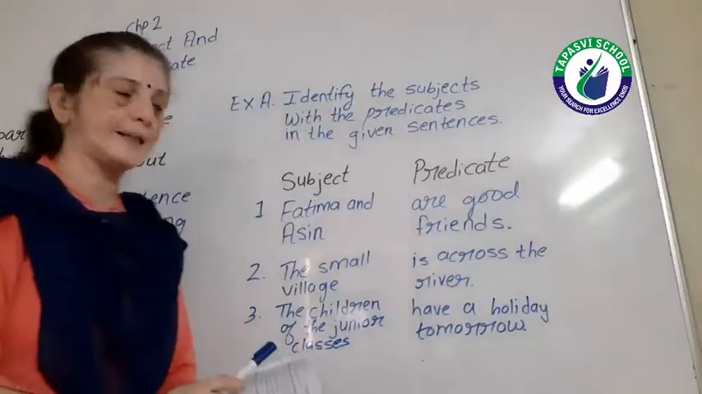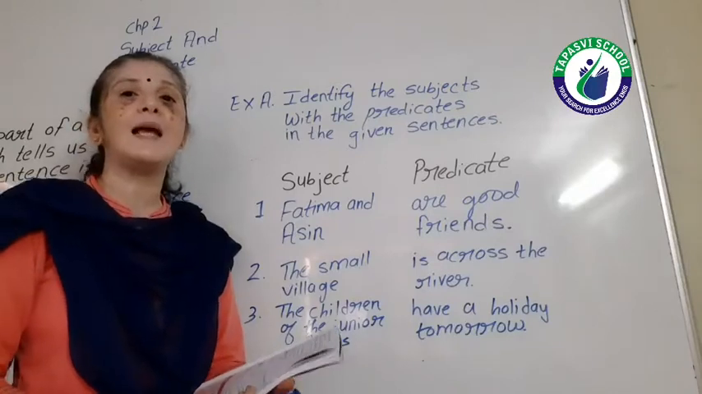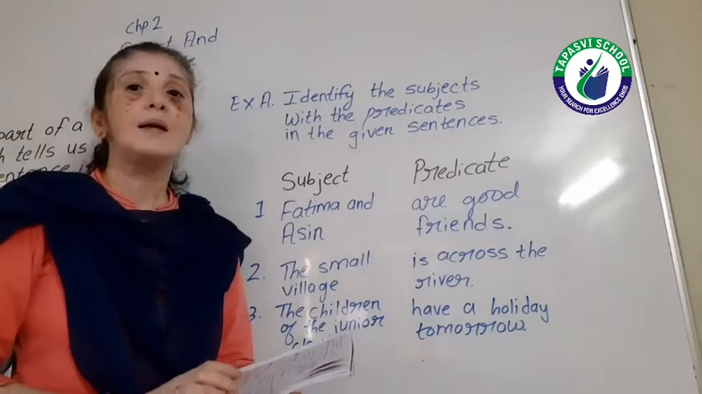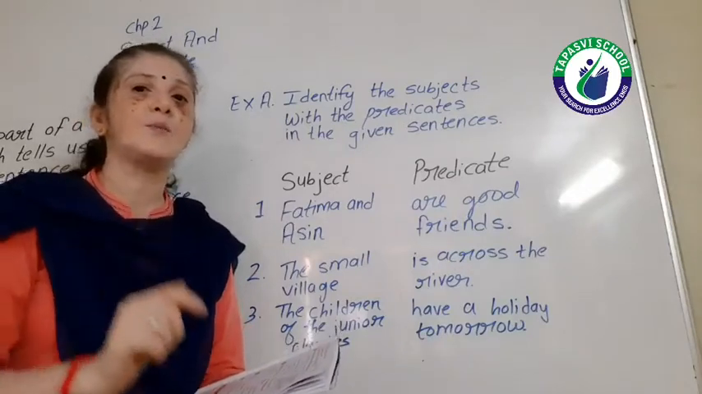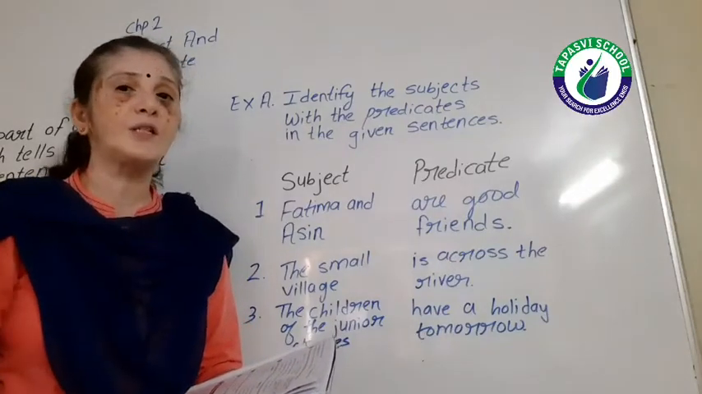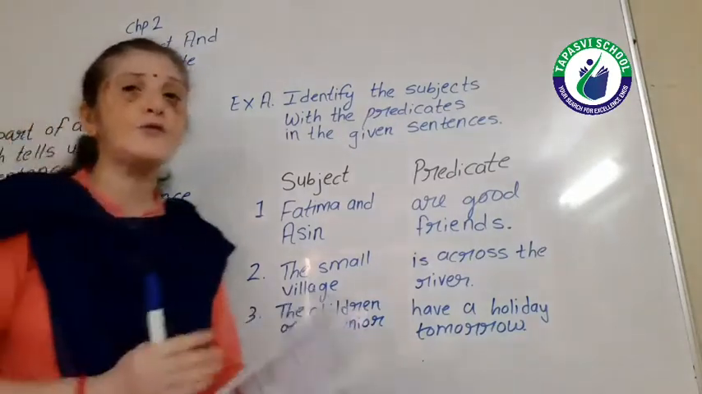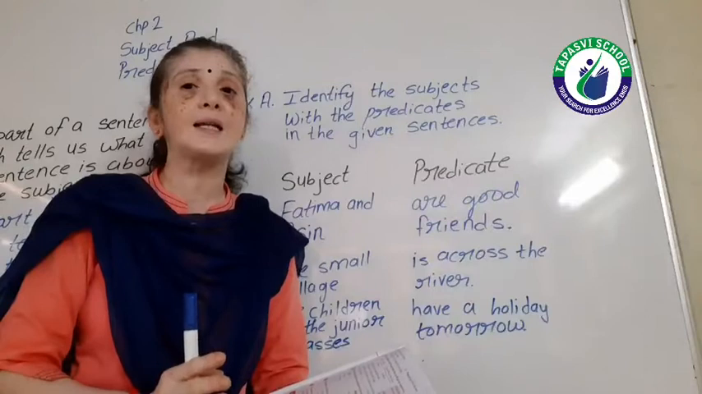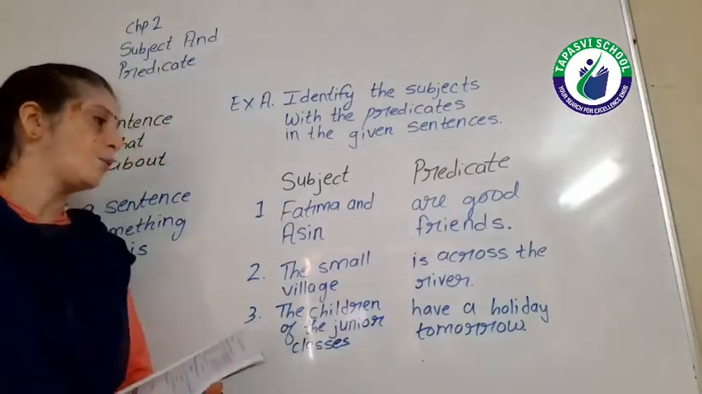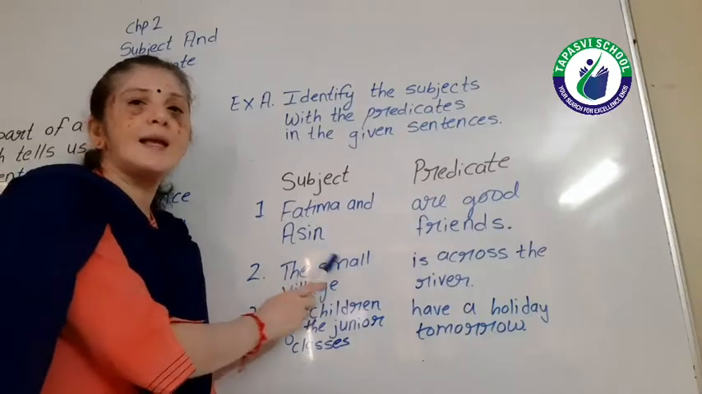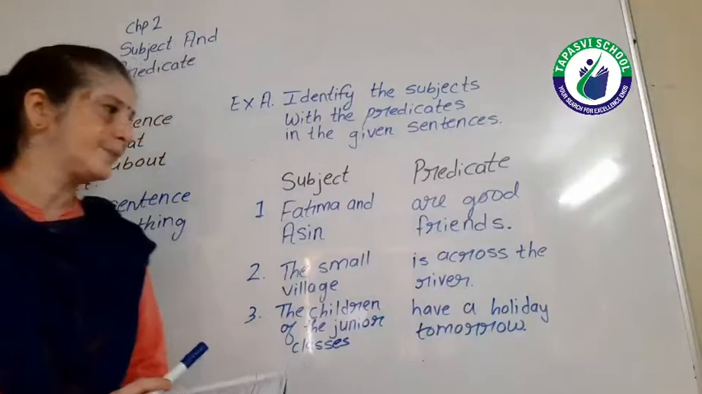and are good friends is the predicate. Next, across the river is the small village. See students, in this sentence some emphasis is put: across the river is the small village. So the subject is written later and the predicate is written first. So you have to find out what the sentence is about. The sentence is about the small village. The subject is the small village, and it is across the river, right?